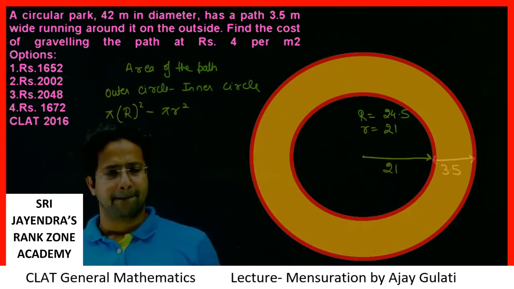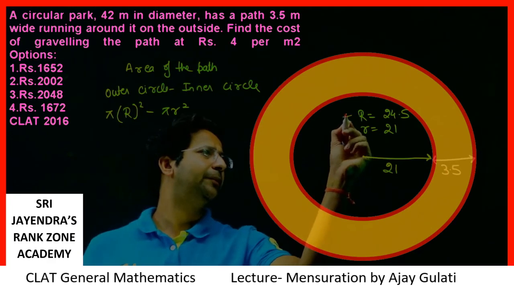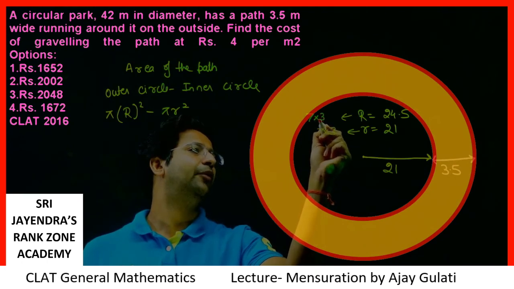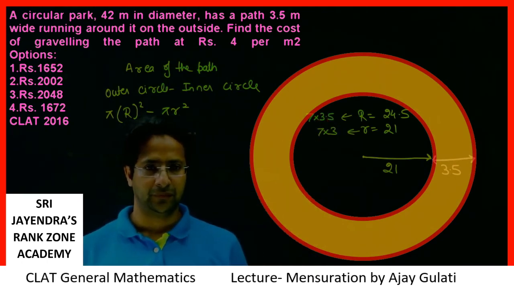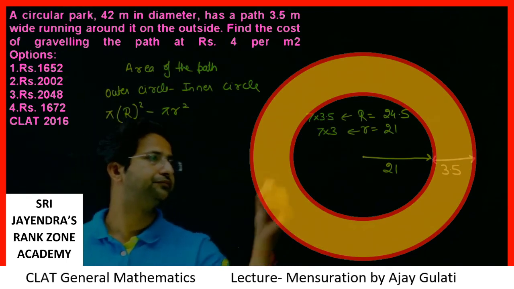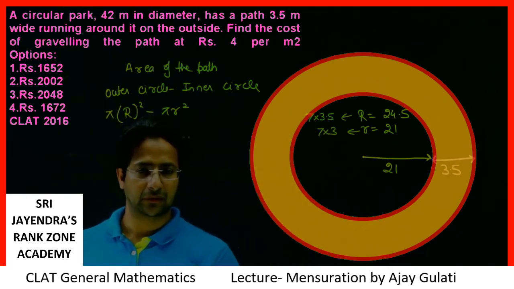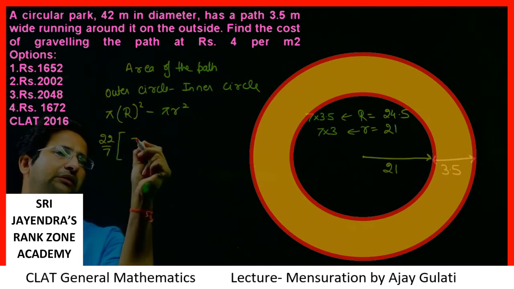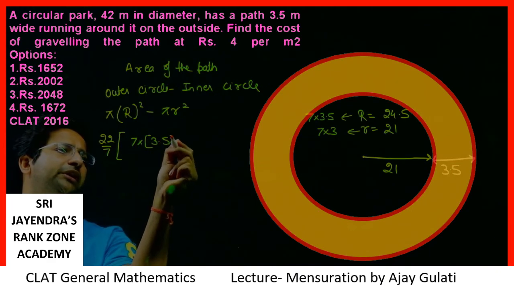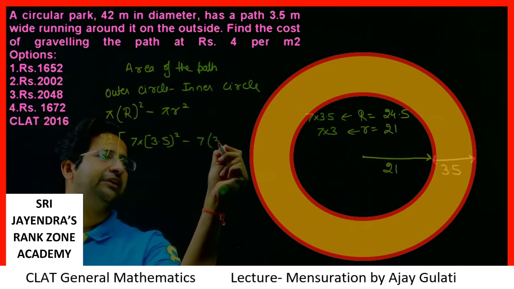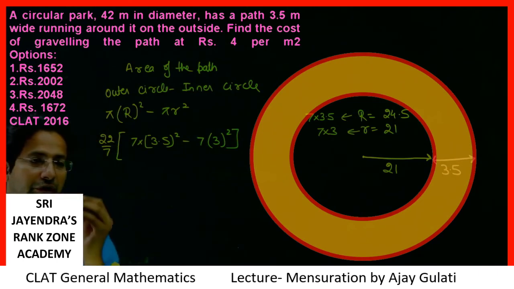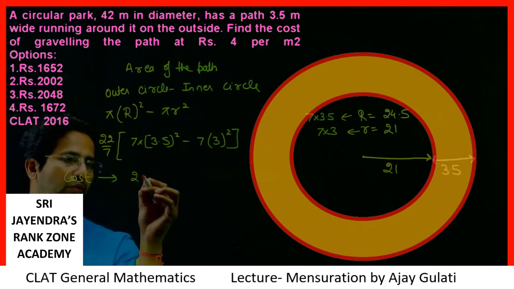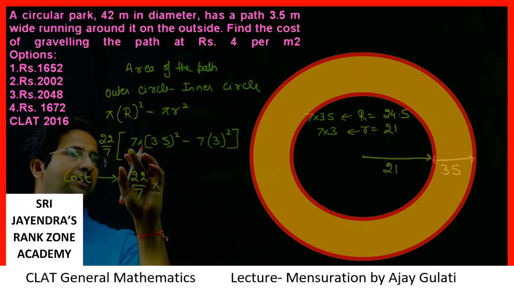In order to make it easy, 24.5 is 7 into 3.5. Pi is 22 by 7, taking this common: 7 into 3.5 square minus 7 into 3 square. Now the total cost will be 4 per meter square. So I write 22 by 7, and 7 I take common.